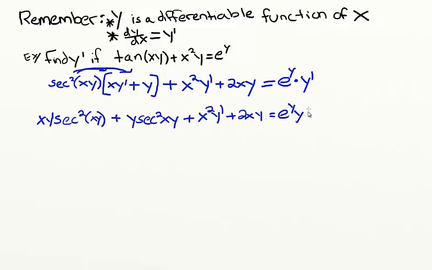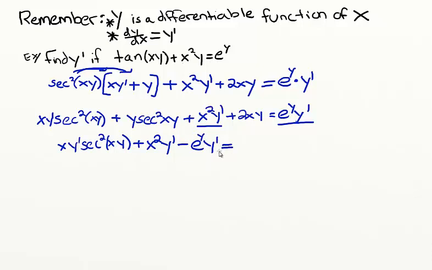Alright, so now we're going to need to shift things over. So we'll leave this xy prime secant squared of xy on the left, and this x squared y prime will also stay on the left. Then our e to the y prime, we need to move over to the left, so we're going to subtract it. E to the y times y prime. And then that's equal to, well, we're going to subtract our terms that don't have a y prime over to the other side. There's two of them.